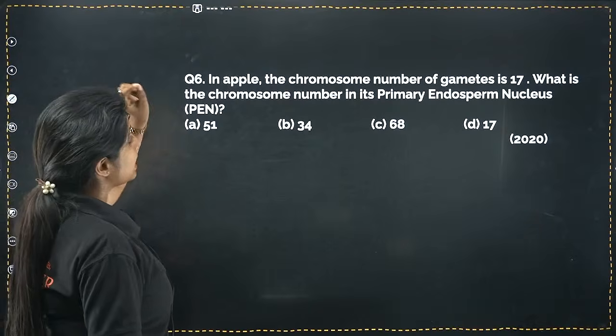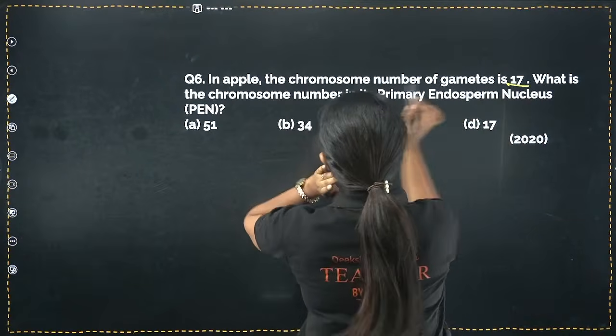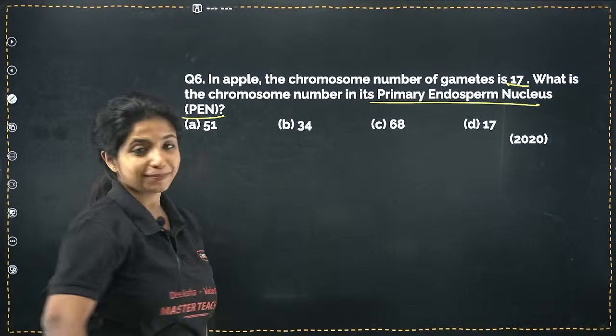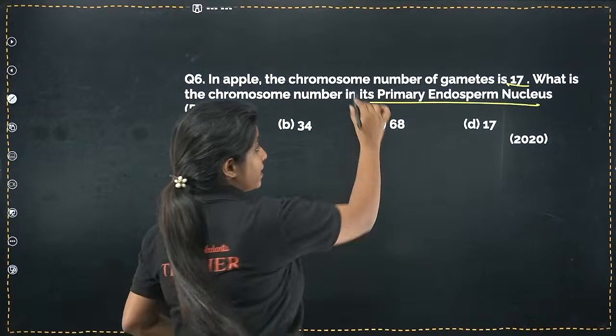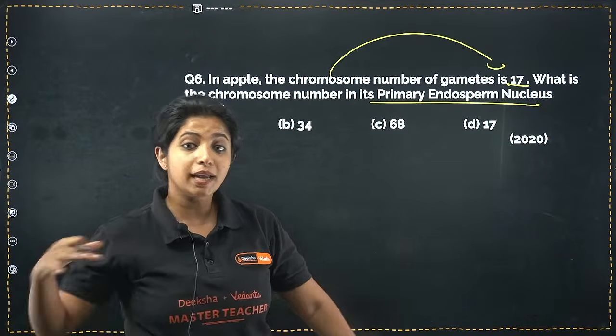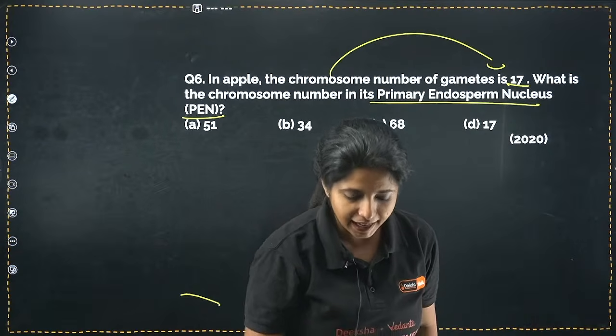Question number 6. In apple, the chromosome number of gamete is 17. What is the chromosome number in its primary endosperm nucleus, PEN? Okay, the chromosome number which is there in the gametes is, Baba, only 17. What is the chromosome number in the primary endosperm nucleus? Any idea, guys? Any idea?